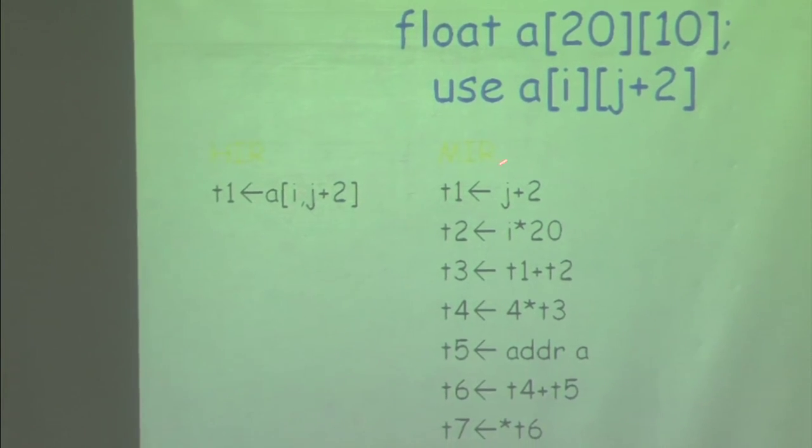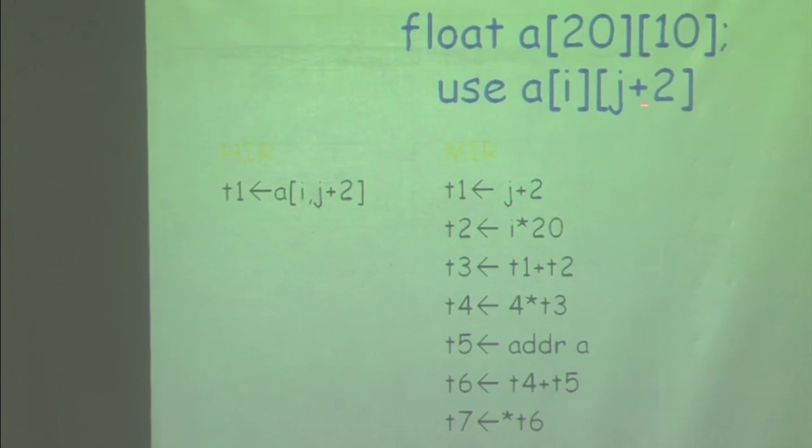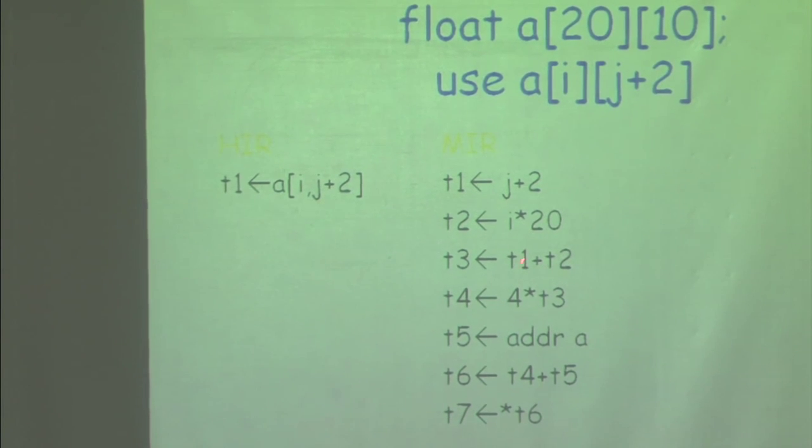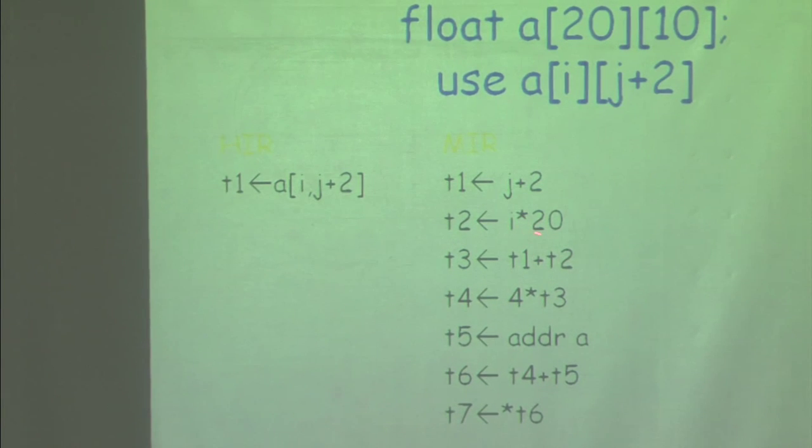It is finding out the memory location where A[I][J+2] is stored. What it does is take J plus 2, assume that the dimension of I is 20, count the number of rows, and take the offset from the base. And this 4 assumes that 4 bytes are taken by each element. So this gives me the total offset from the base of A, and that gives me the complete address. Then I dereference that and take the value of A[I][J+2].